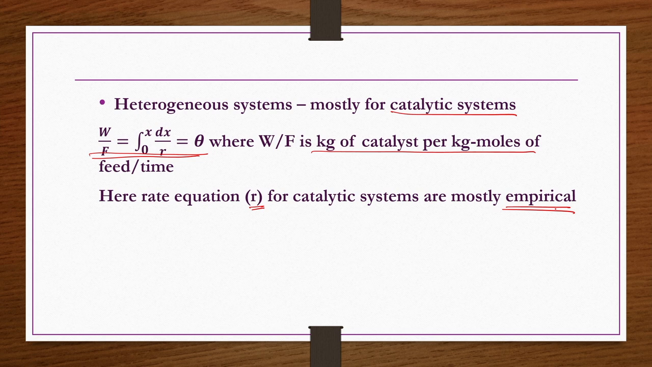Whatever the previous slide, that rate equation that has been shown for the first order irreversible reaction A goes to R, that is for homogeneous reaction only. That is for the homogeneous system occurring in a batch reactor.